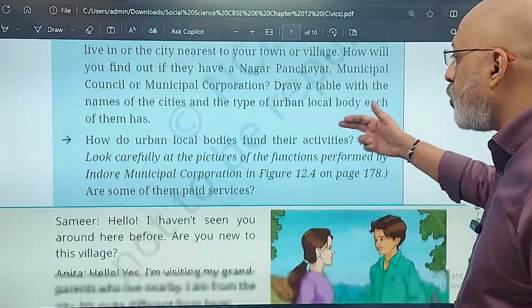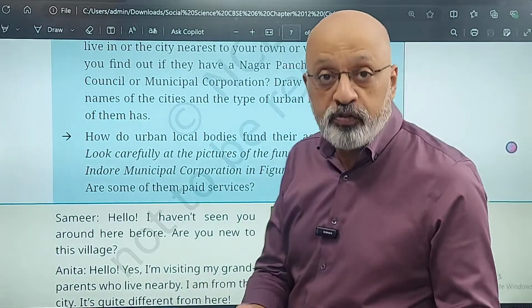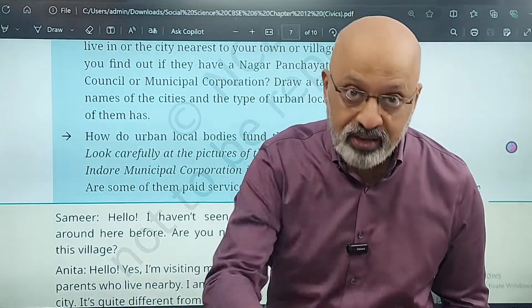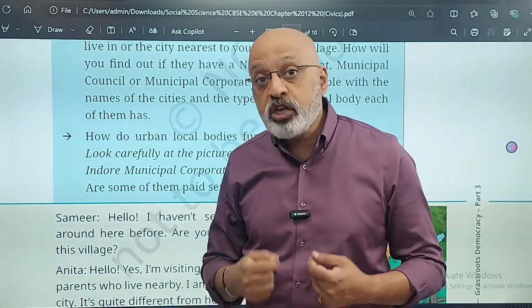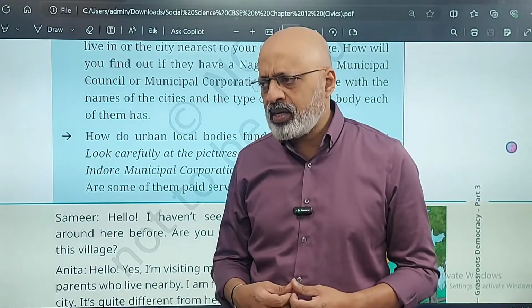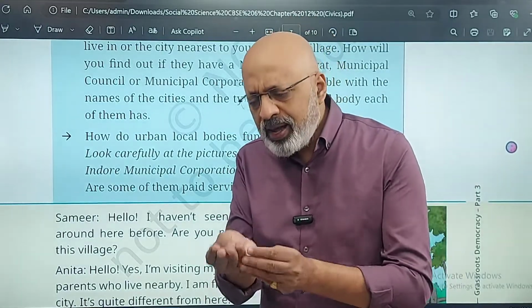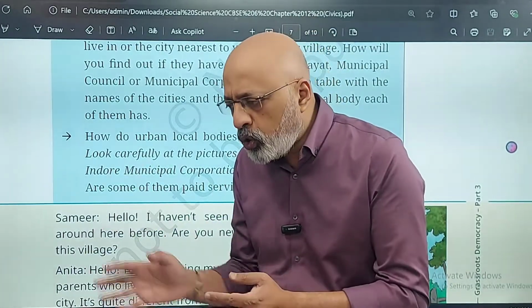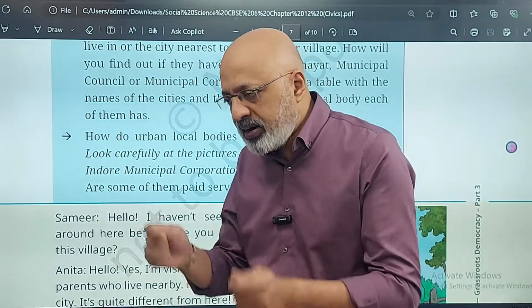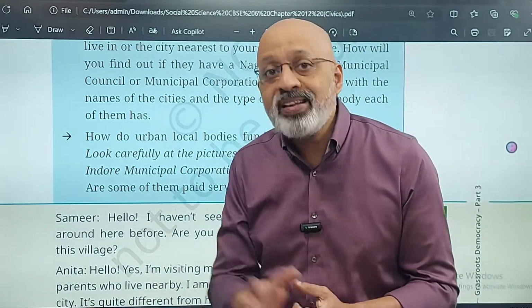Okay. Then how do urban local bodies fund their activities? Now they fund their activities by collection of taxes. They get grant money from the state government or the central government, right? Then they also charge for the services. For example, somebody has died, you send a funeral van, there will be a little bit of charge so that the petrol, fuel cost of running that vehicle and paying the employees, the driver, the helper, etc., who take the body to the funeral ground, their salaries can be paid.